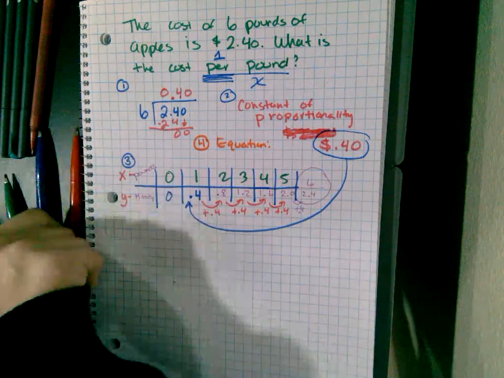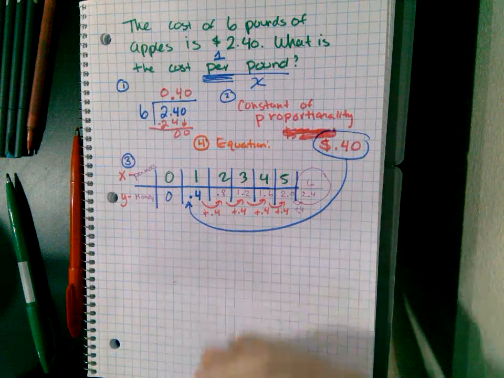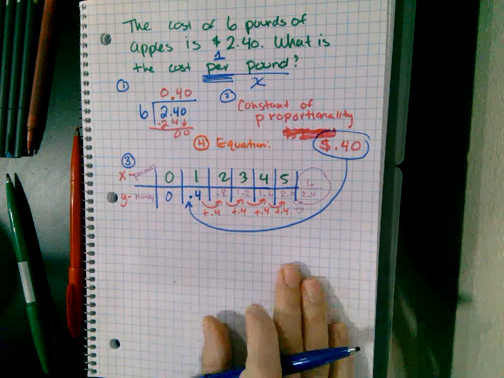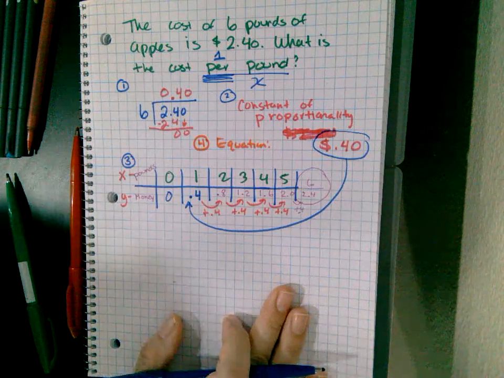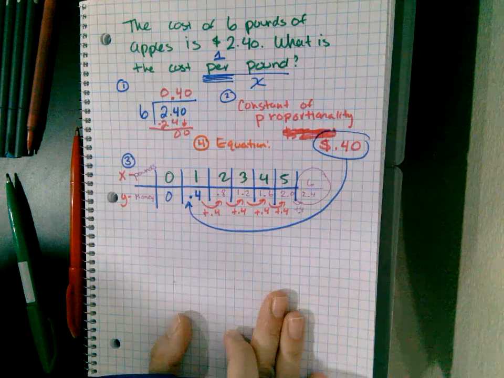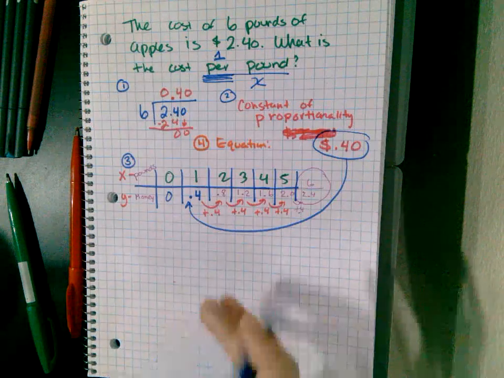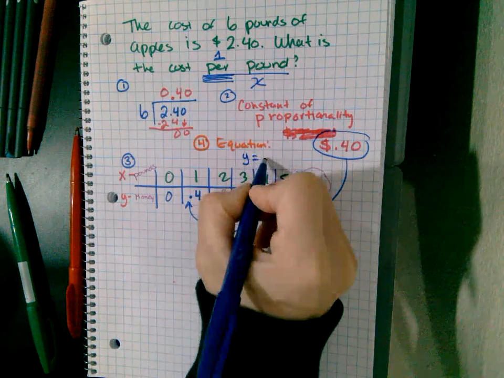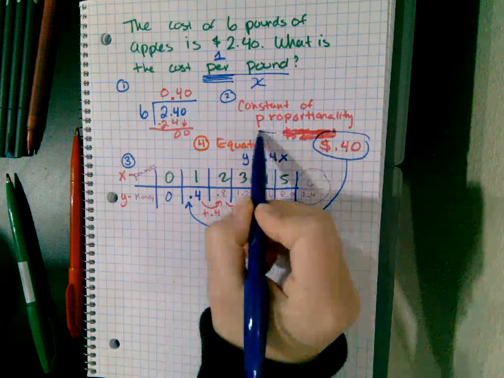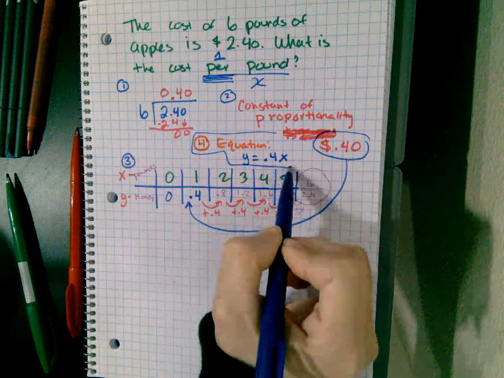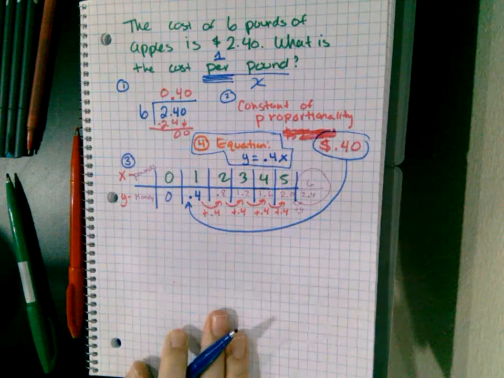So number 4, what's our equation? What's our equation equal to? Notice I'm still leaving a lot of space at the bottom because I'm going to need a lot of work space tomorrow. What's our equation for the last problem? That's correct. y equals 0.4x. That's your equation.